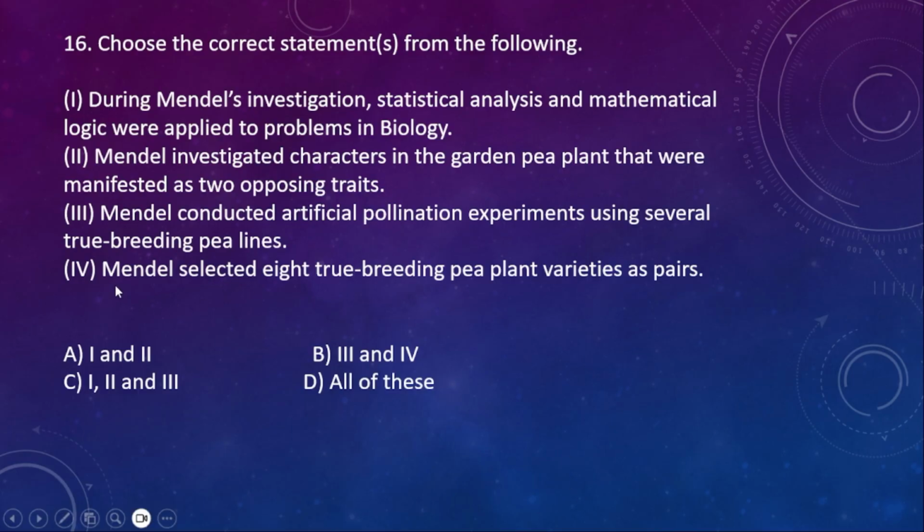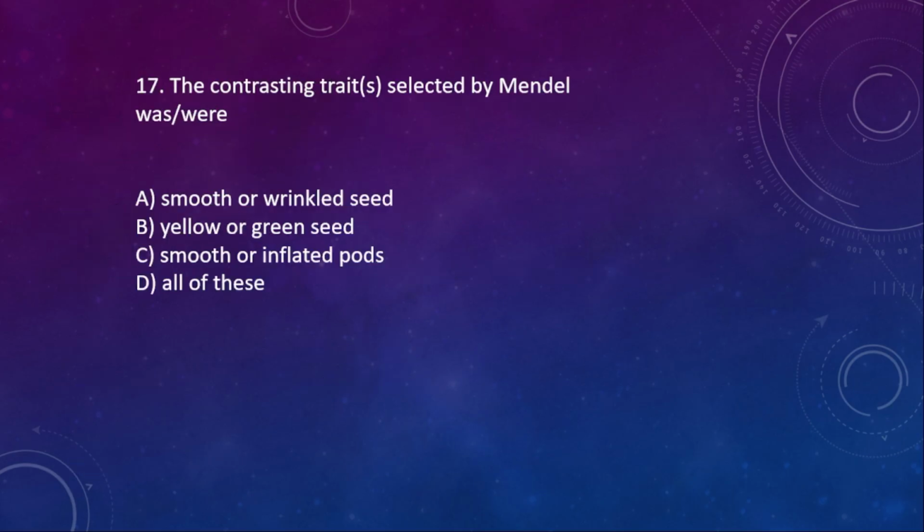And then the last one, the fourth: Mendel selected 8 true breeding pea plant varieties as pairs. So which one is false? He is asking for the correct statement. 1, 2 and 3 are correct, so the correct option is C. And why not the fourth one? Mendel selected 14 true breeding pea plant varieties, which corresponds to 7 pairs of contrasting characteristics, not the 8 one. Okay? Yes.